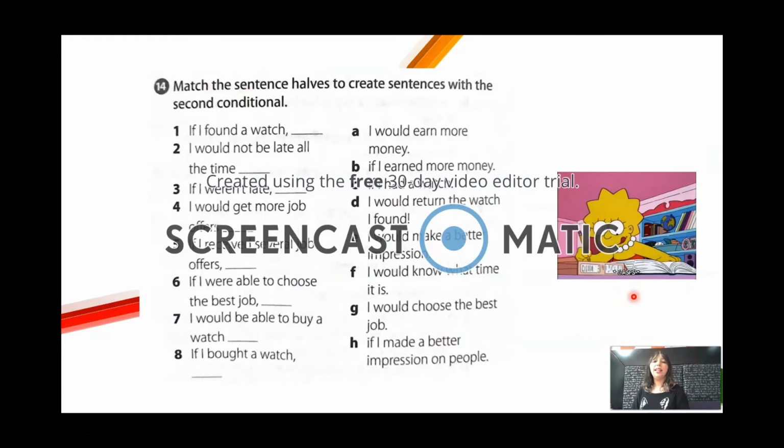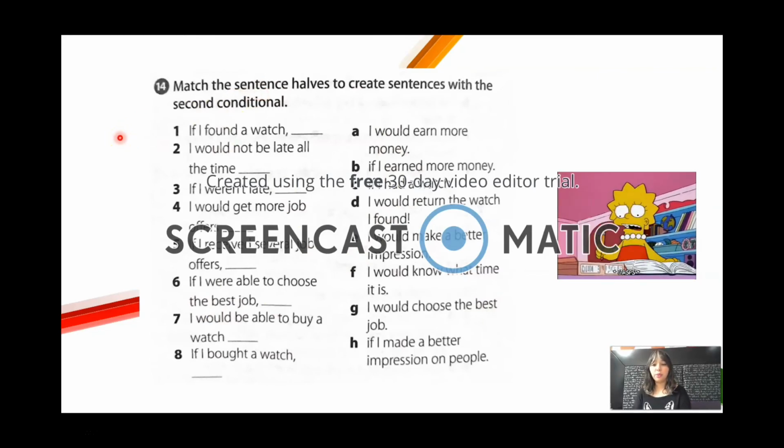So we have an if, and the sentence is going to continue with a would. Okay, let's read the instruction again. Match the sentences to create sentences with the second conditional. I told you that we have to read first, okay? Read all the sentences.